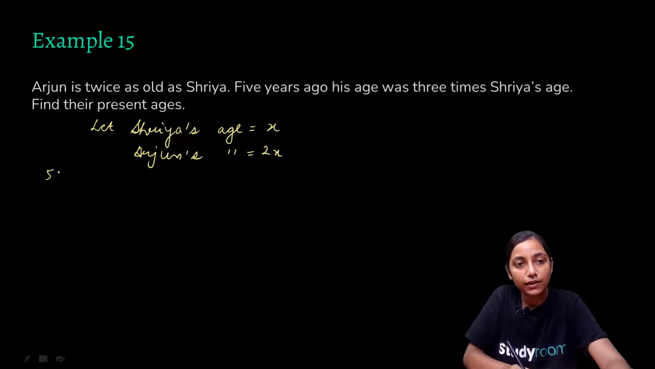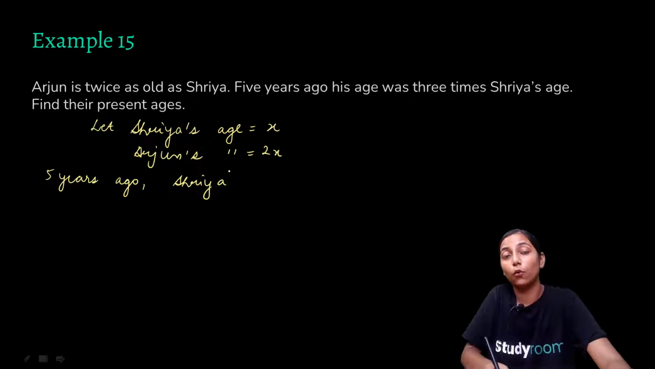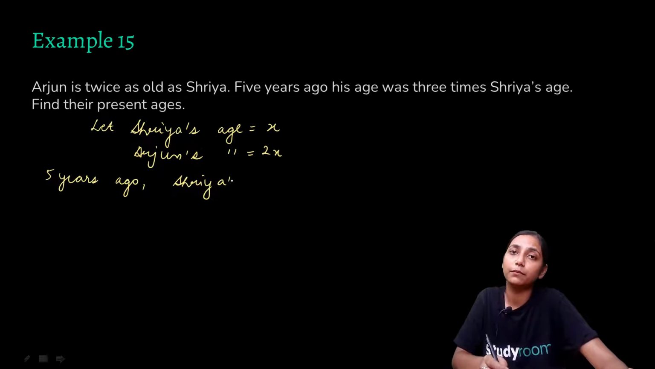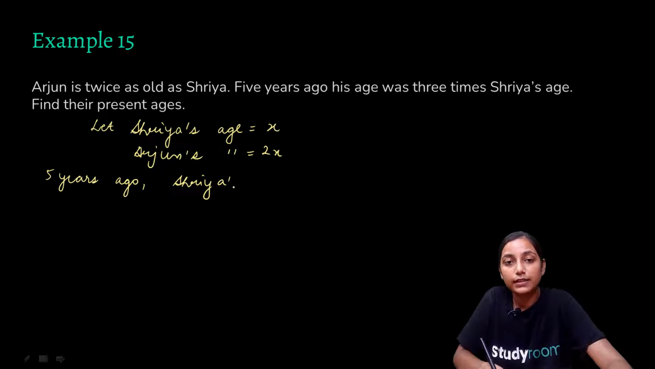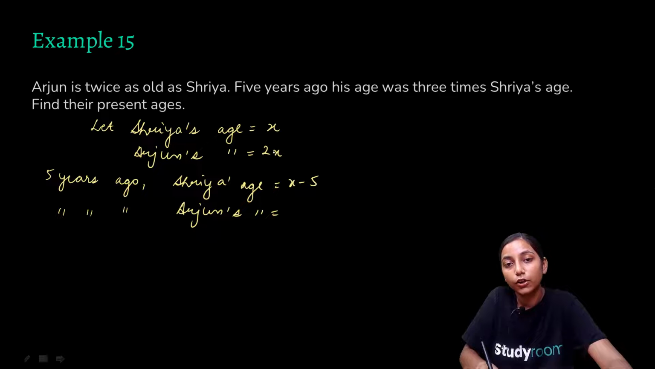So 5 years ago, what will be the ages? Shriya's age will be 5 years before. So if right now I am 10 years old, 5 years ago I was 10 minus 5, that is 5. Similarly, Shriya's age 5 years ago was x minus 5. And similarly, 5 years ago, Arjun's age was nothing but his present age minus 5, that is 2x minus 5.